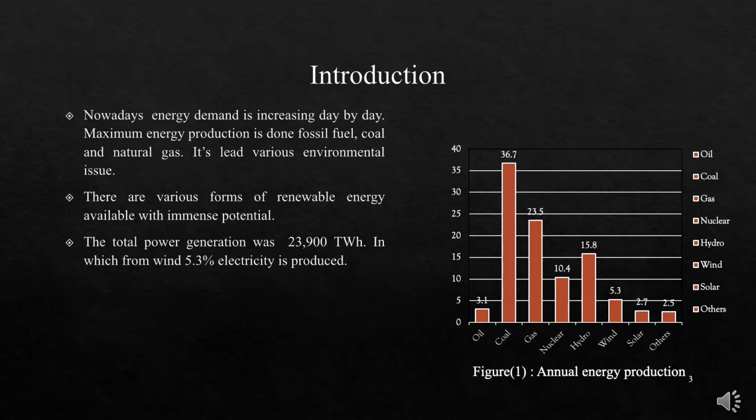As of now, around 23,900 terawatt-hours of total power generation we use, in which around 5.3% wind energy we use to produce electricity. We can see here in the graph that 36.7% is produced mainly from coal and lowest from the other resources like biomass and all, 2.5%. If we talk about wind, it stands at 5.3%.